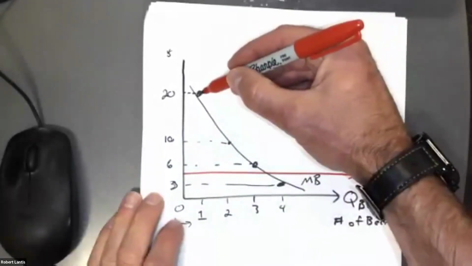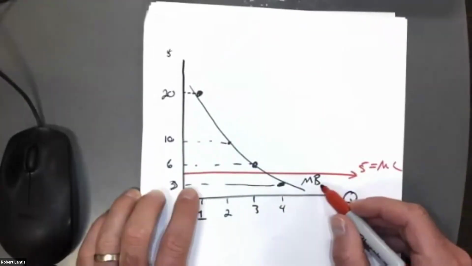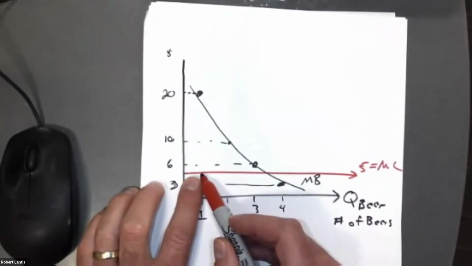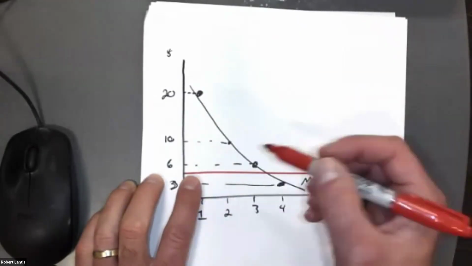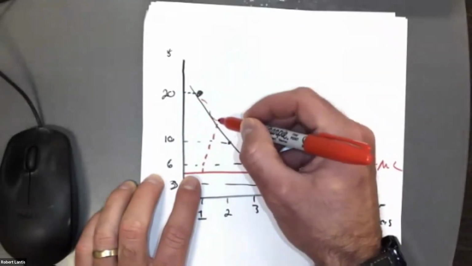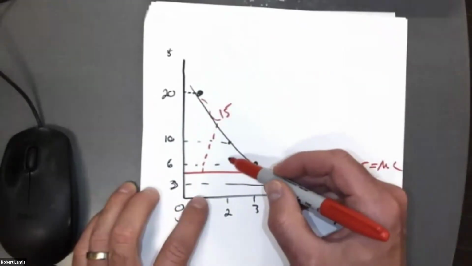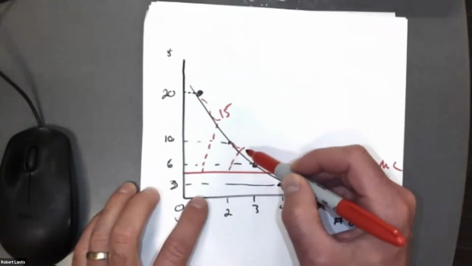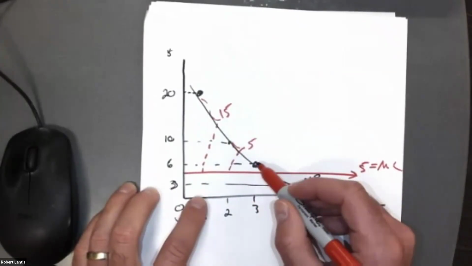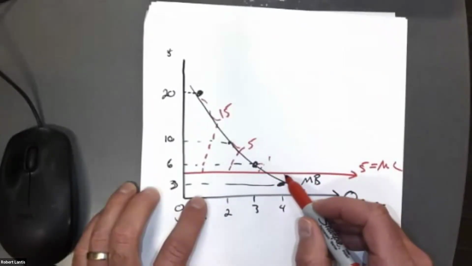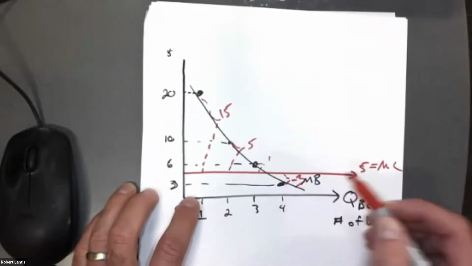Well, if the first one brings me an additional benefit of 20, and I only have to pay 5 for it, what's my net gain there? You could think about it, $15. Well, what about the second? What would my net benefit be there? 5. This one would be what? 1. This one would be what, -3.